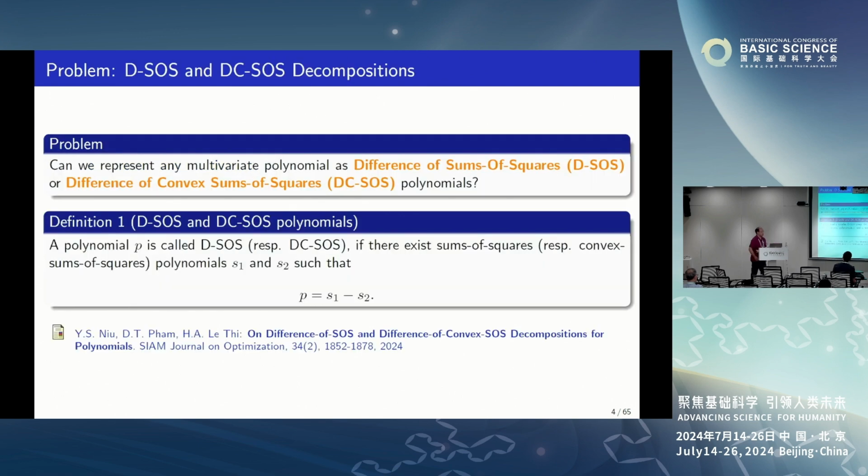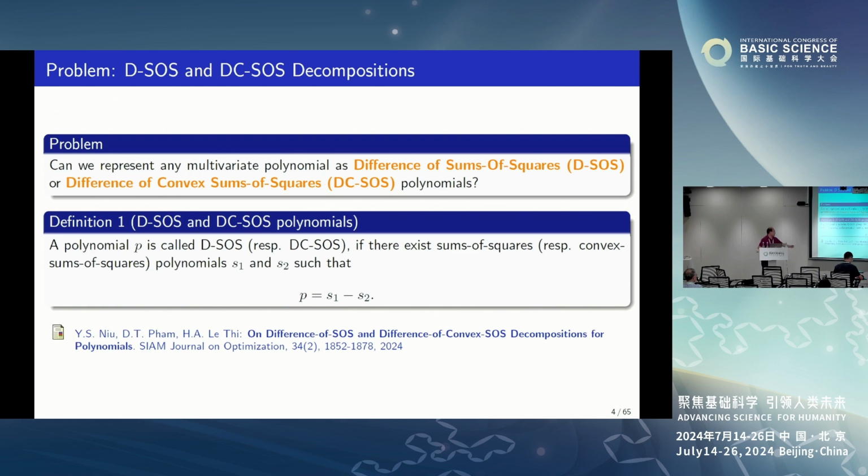First, the problem. Given any multivariate polynomial of any finite degree, we want to know: can we rewrite it as a difference of sums of squares polynomials? Or, if the squares are convex, can we write it as a difference of convex sums of squares polynomials? This is the question.